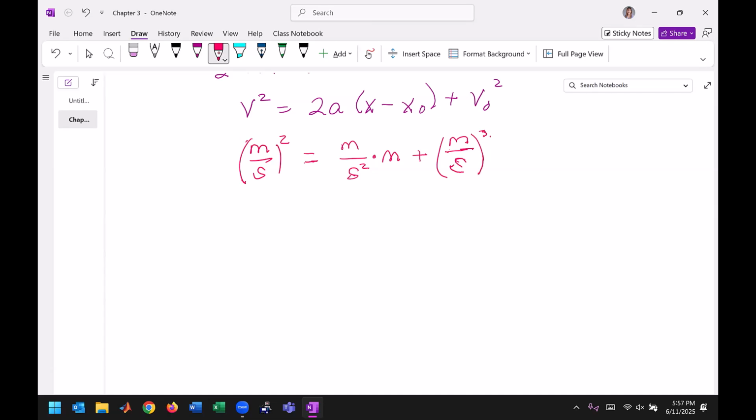Okay, so there we go. That's a terrible 2, but we're doing our best. So as you can see, on the left we have meters per second, meter squared per second squared. On the right we have meter squared per second squared plus meters squared per second squared, even though you can't actually see it. There we go. So all the dimensions work out.